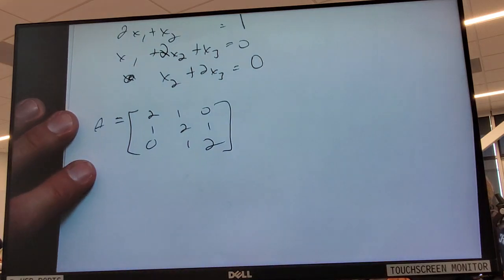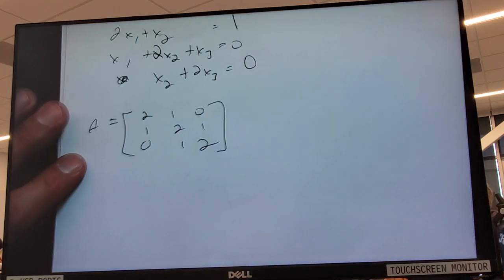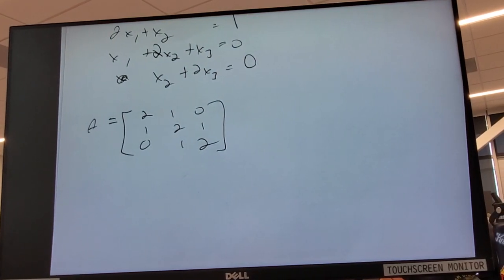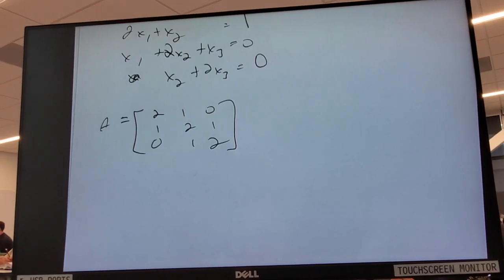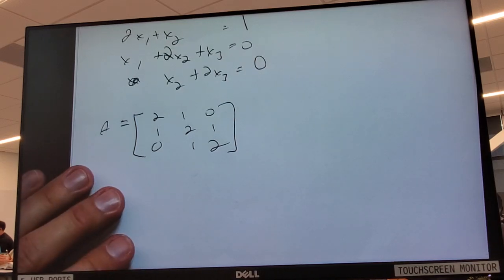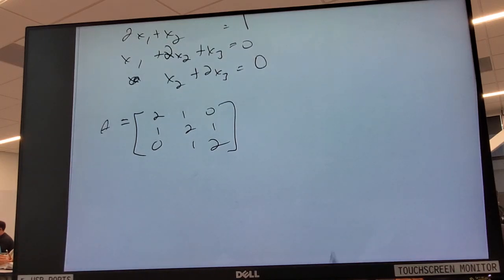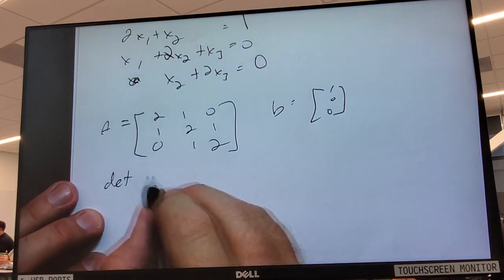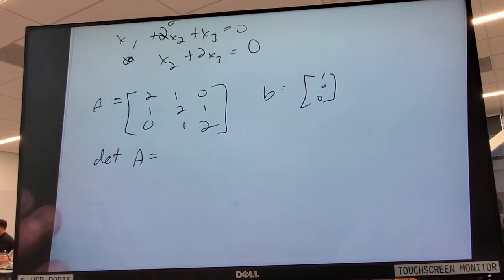Okay, that's a nice matrix. What's really nice about that matrix? There's zeros. Zeros are always nice to see, right? Zeros are our friends. It's also symmetric, which is nifty. Doesn't have to be, but it just is. And my B vector is 1, 0, 0. So what is the determinant of A? Take a minute and figure out.